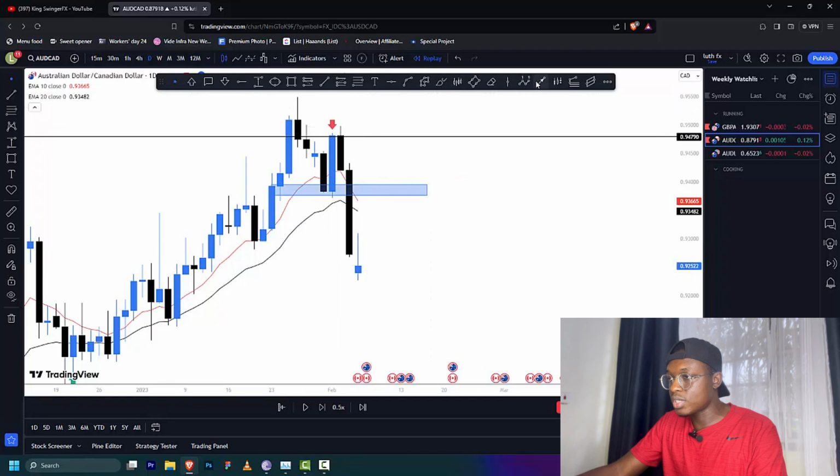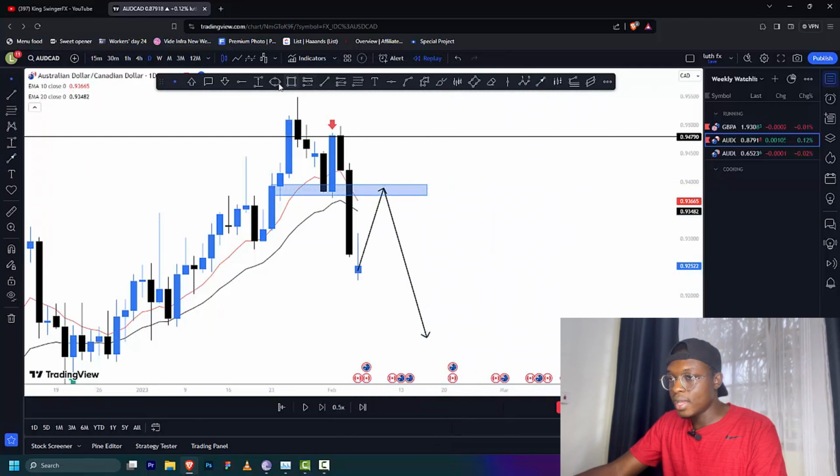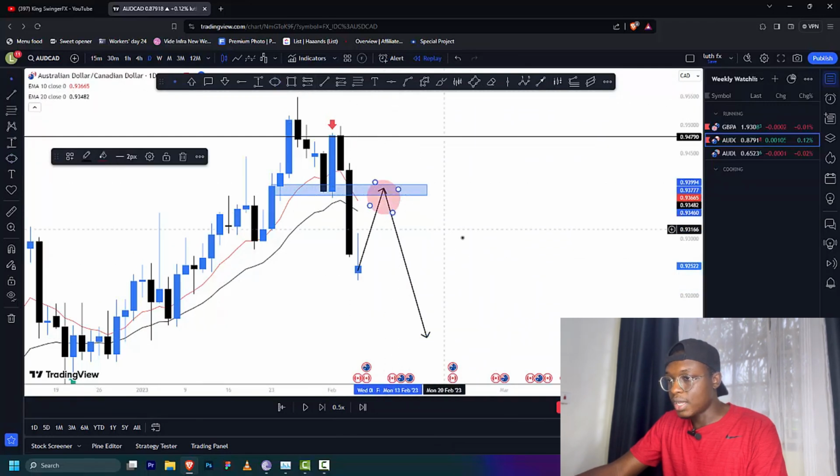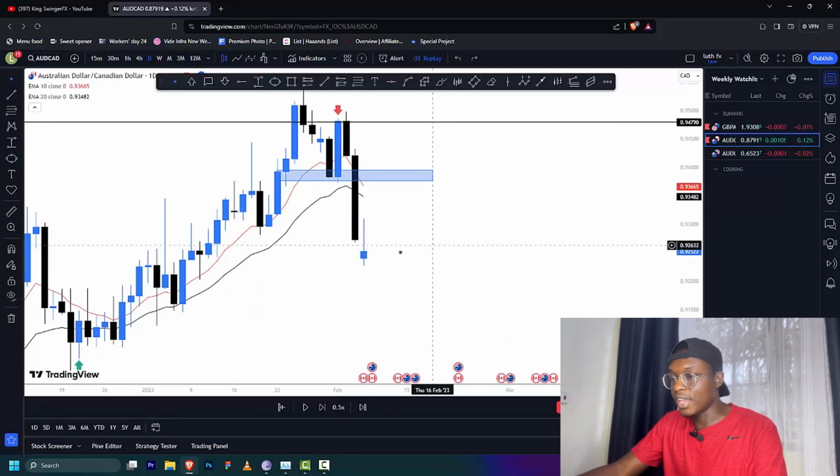Now expecting price to do what? To pull back to this zone, and from here expecting price to make a move down to the downside, and here is where we are going to be making what? Our entry, right? I hope it's making sense. Now let's see what price does. Now waiting for price to make an entry here.